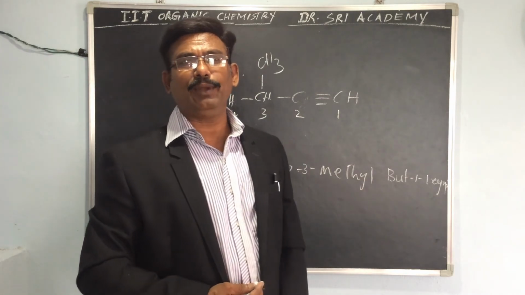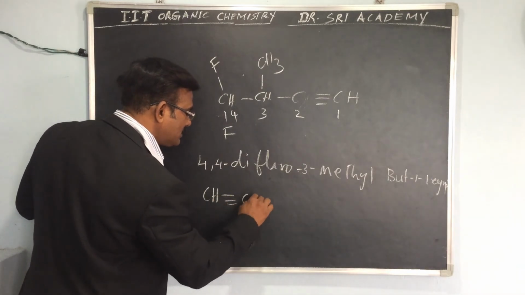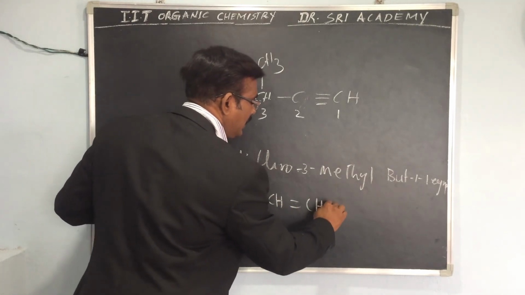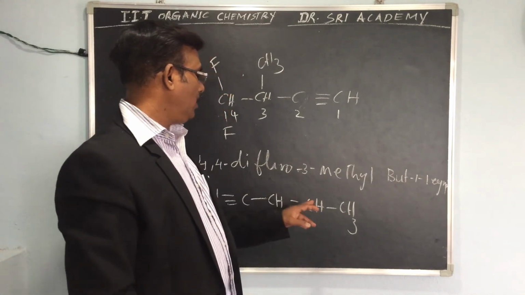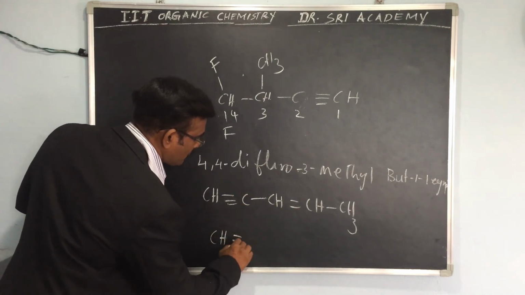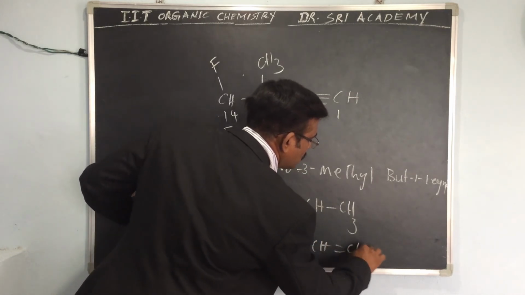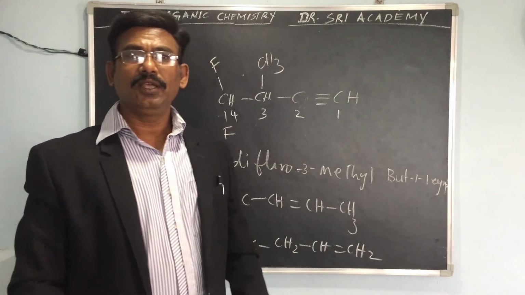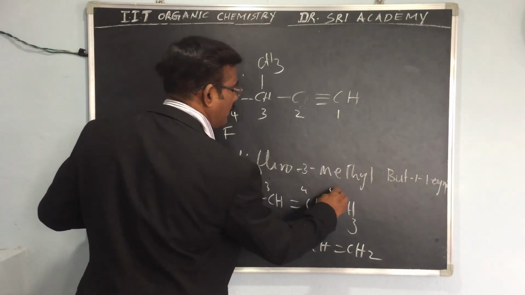One more example I will give you. For example, CH triple bond CH triple bond CH double bond CH3, numbered 1, 2, 3, 4. So how can you give the name? And one more example, CH2 CH double bond CH2. So what is the difference between these two compounds? How can you give the names? Both have 5 carbon atoms, 1 2 3 4 5.